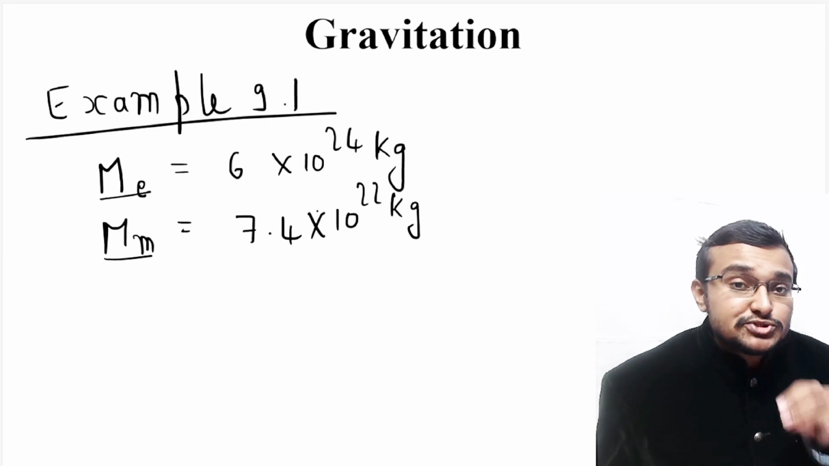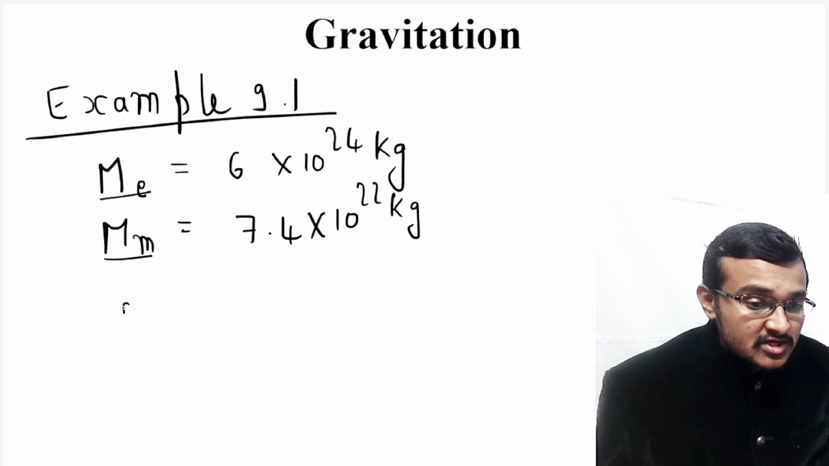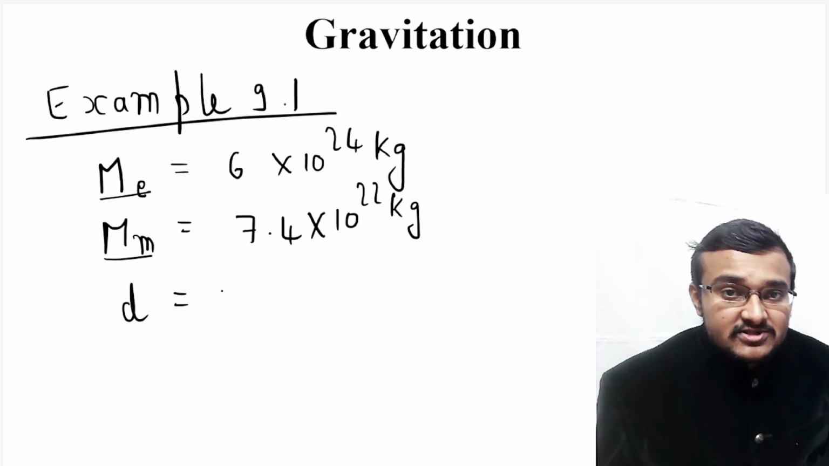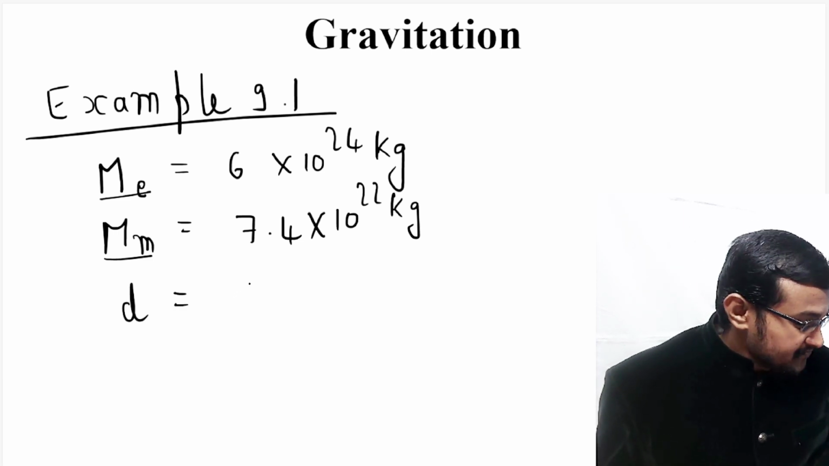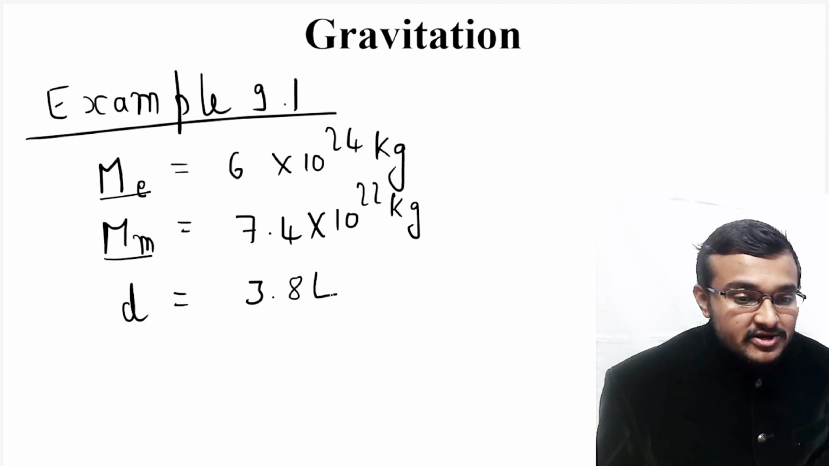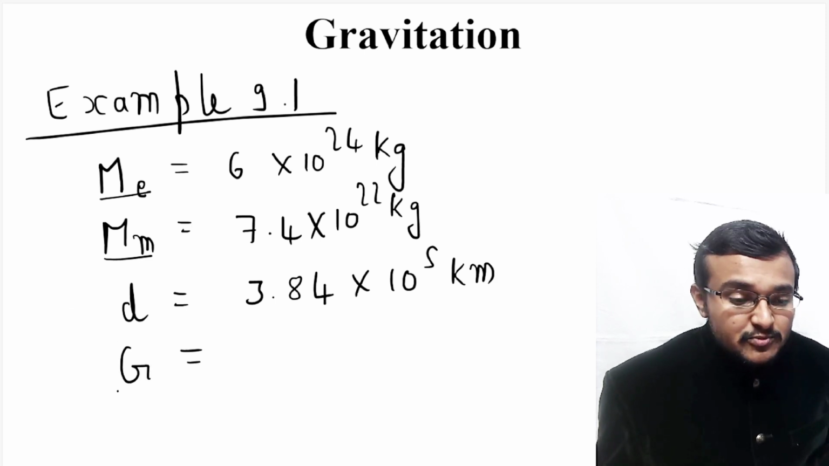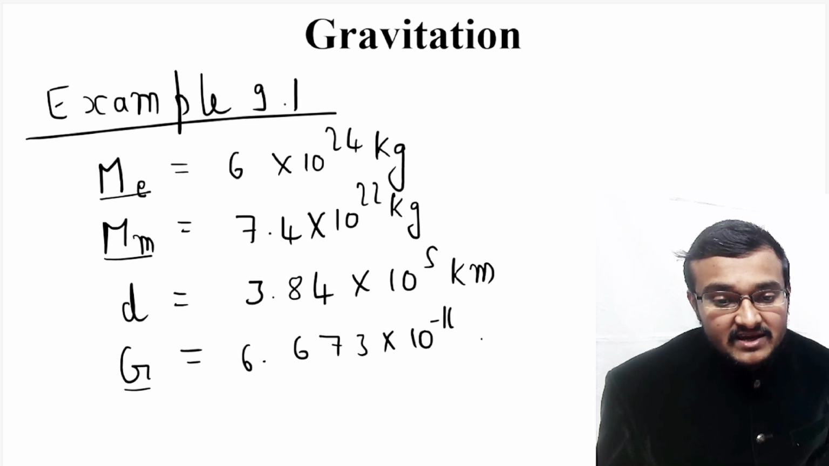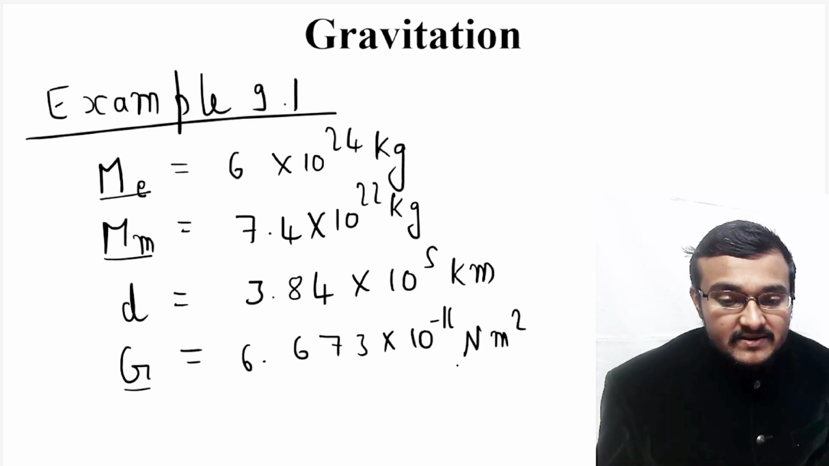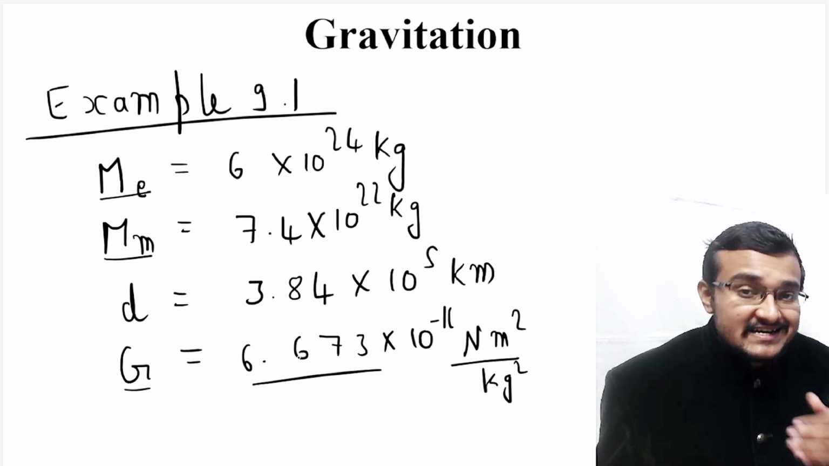They have also given the distance between Earth and the Moon. Here the distance d from Earth to Moon is equal to 3.84 into 10 power 5 kilometer. This is the distance between Earth and the Moon. We also know the proportionality constant, which is equal to 6.673 into 10 power minus 11 Newton meter square per kg square. This is the value for the proportionality constant G.